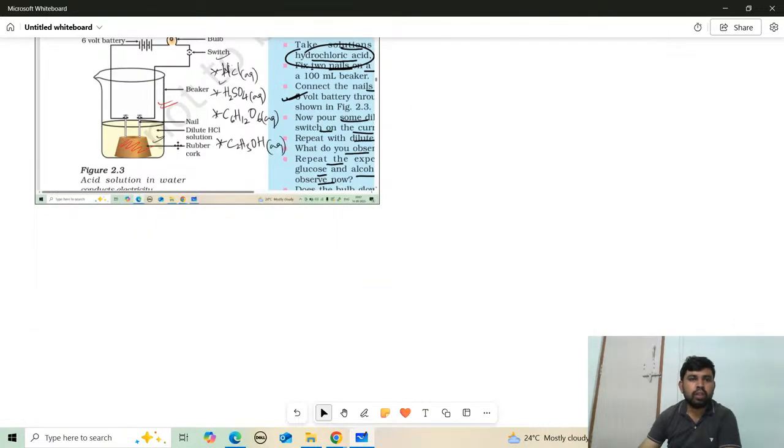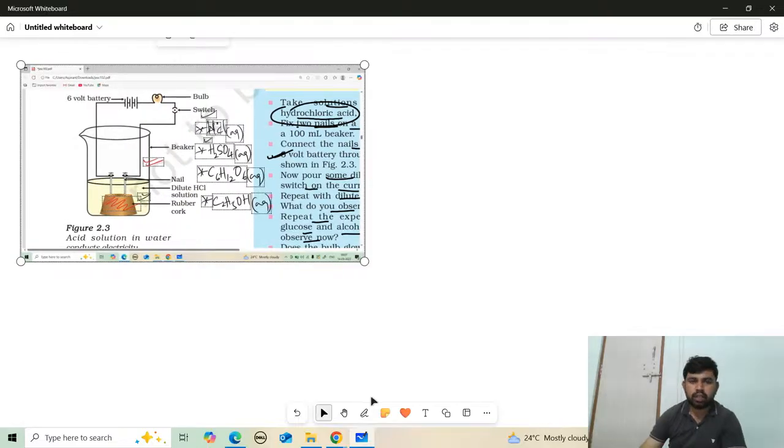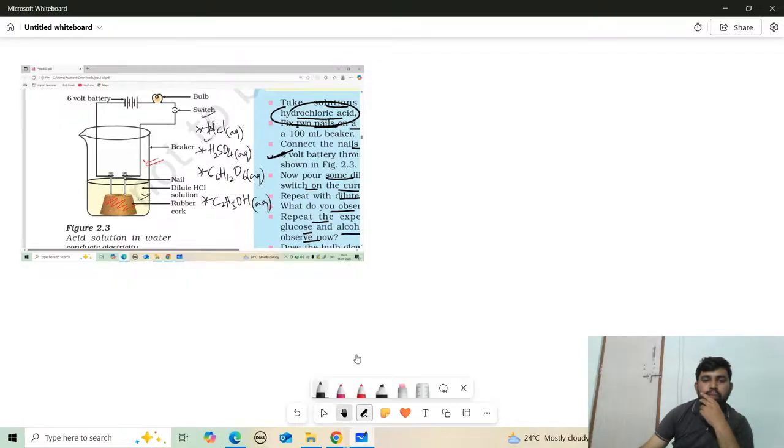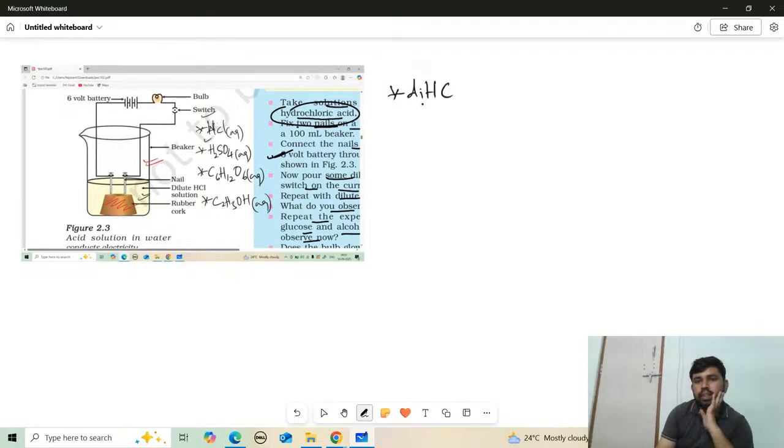Now see here this activity, what you should understand actually. First thing, they will take the solution, make this arrangement, and take dilute HCl solution. Okay. Now what happens here? Now this solution will be taken into this one.